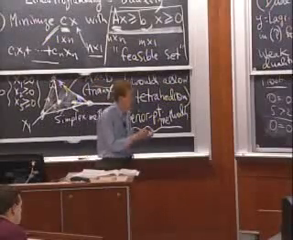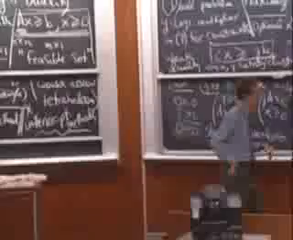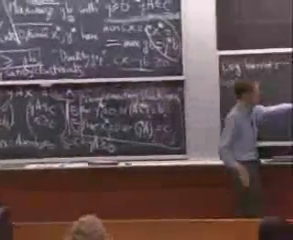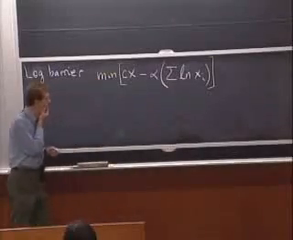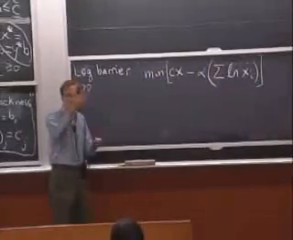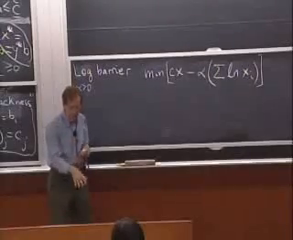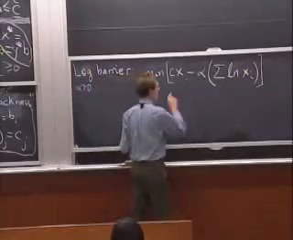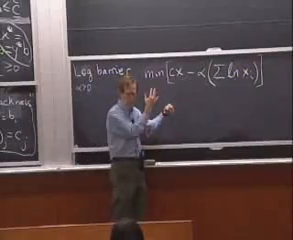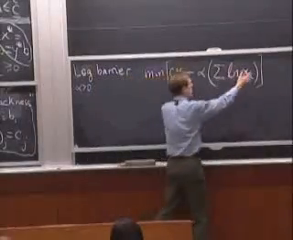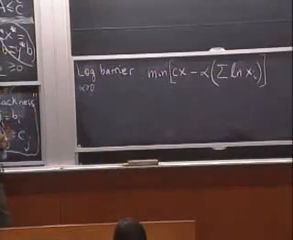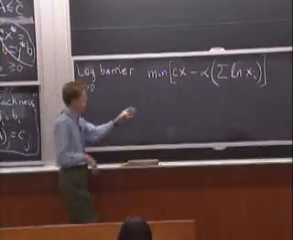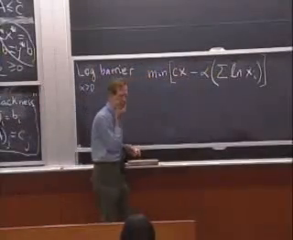Okay, so why do I call this a barrier? Because if xi gets to 0, the log blows up. The log blows down, I should say, to minus infinity. I'm multiplying by minus alpha, so I get positive. The combination blows up. It couldn't be the minimum. So you can see the minimum is never going to make it to x equals 0, because at x equals 0, the thing I have here is plus infinity.